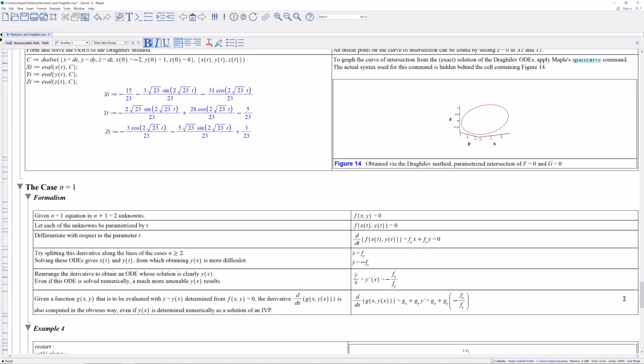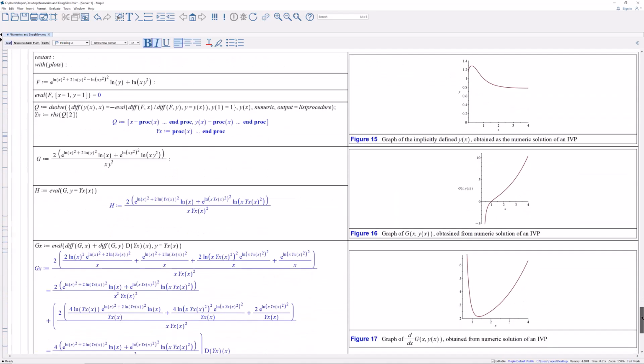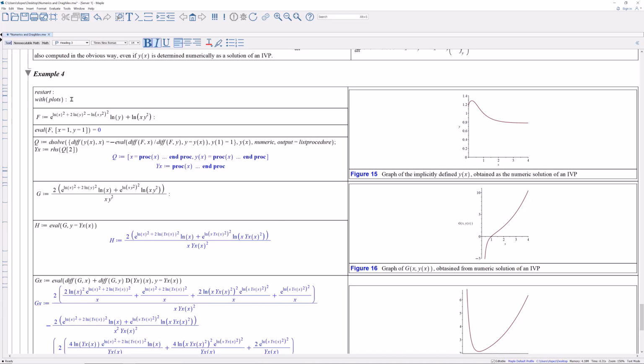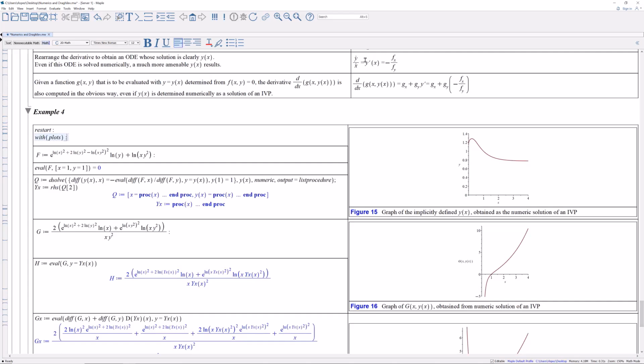Example 4, I go back to the original problem that was thrown at me in email. So I restart, I need just plots. This is the original function f. I need a point on that curve. And I discovered that 1, 1 satisfies this equation. So that's my point, 1, 1. I'm going to solve the differential equation that I showed up here in the formalism.